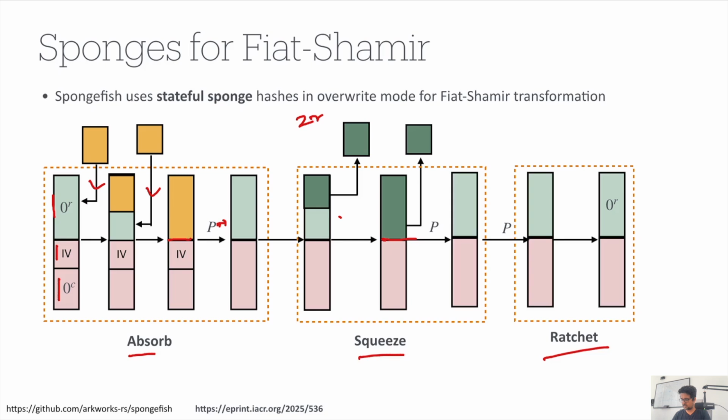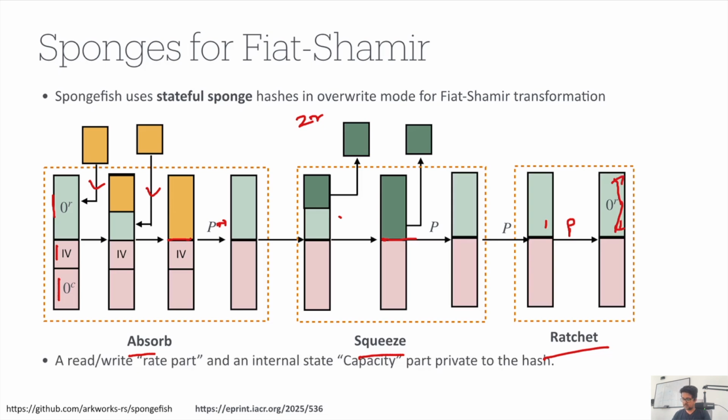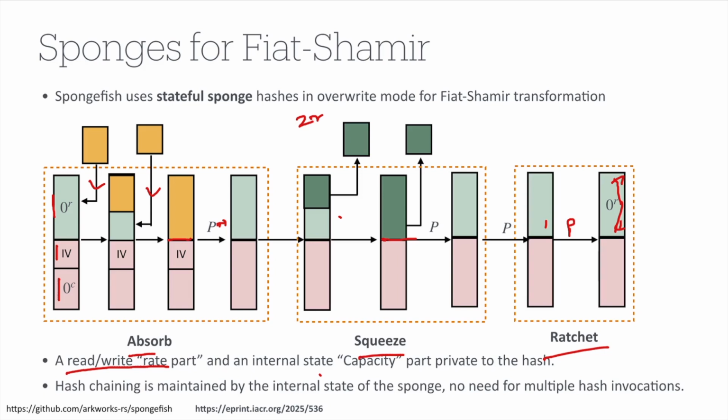Ratchet essentially takes a given state, applies a permutation first, and then zeros the rate part. Okay, we'll explain why it's useful. So basically, there is a read-write rate part and an internal state called the capacity part, which is private to the hash. Note that hash chaining is always maintained in the internal state of the sponge, and there's no need for multiple hash invocations because the capacity part is kept internally chained by the hash.